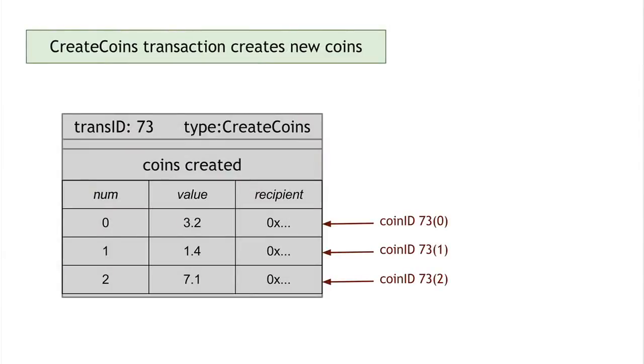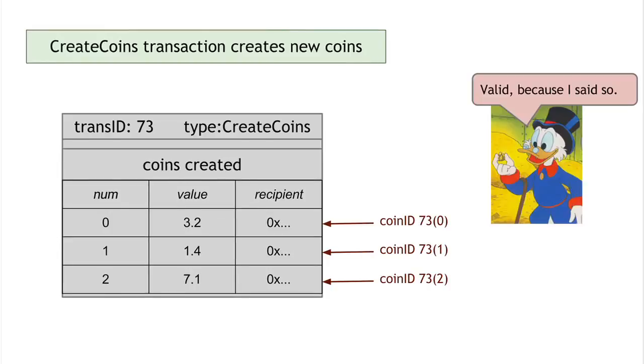Now we're going to have a concept in Scrooge coin of a coin ID. That refers to a particular coin. So this particular coin here is coin ID 73(0) because it was created in transaction 73 and it was number 0 within that transaction. Similarly, we have 73(1), 73(2), and so on. So every coin in Scrooge coin has a coin ID that we can use to refer to it.